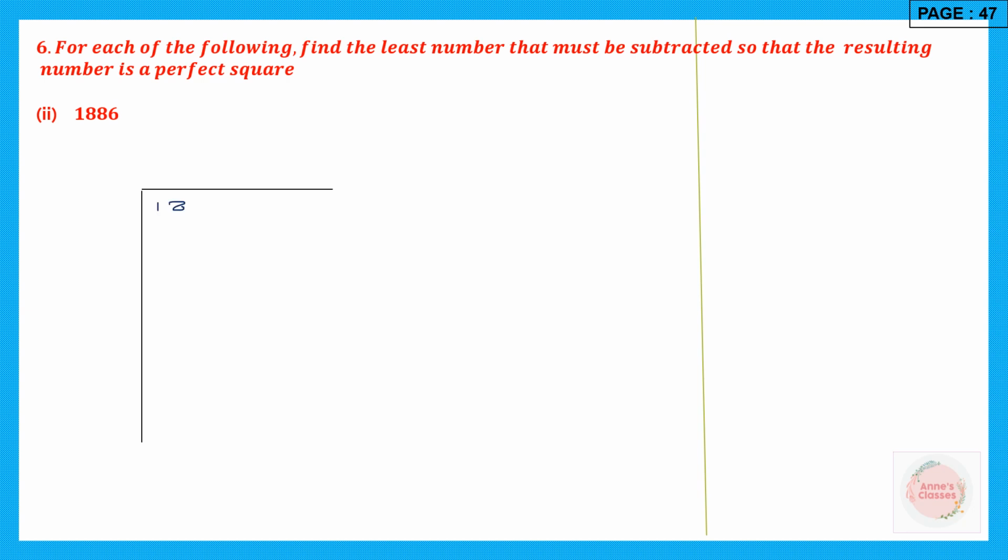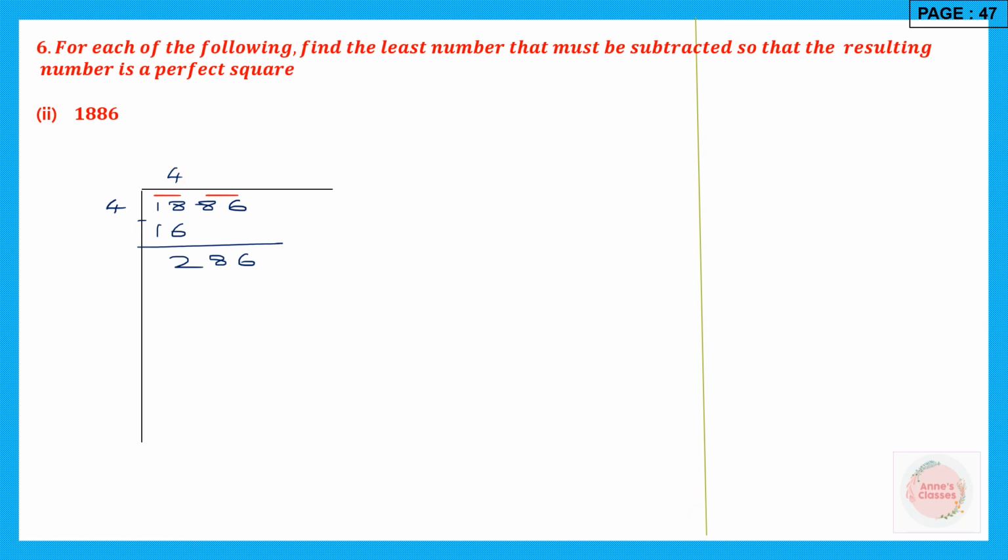So 1886. Now let's begin the pairing from here to here, and now we have two pairs. Now let's think of a number whose square will give us a number close to 18. How about 4? 4 4s are 16, minus, we have 2. So bring down the next pair, 286. Now our number becomes 286. Next step is double the quotient.